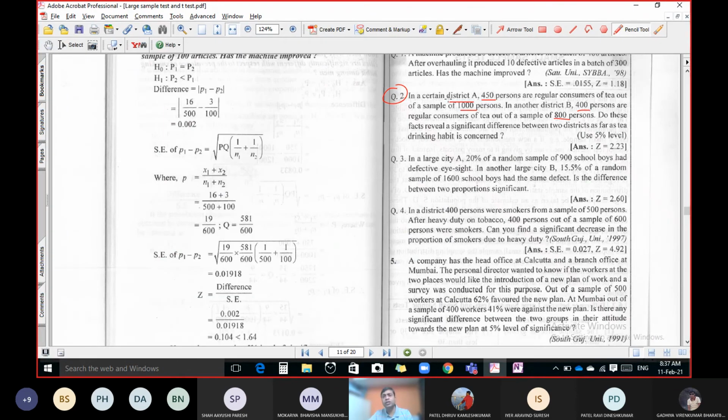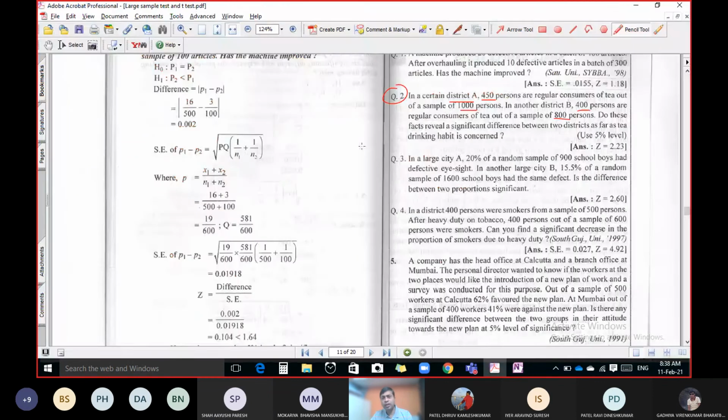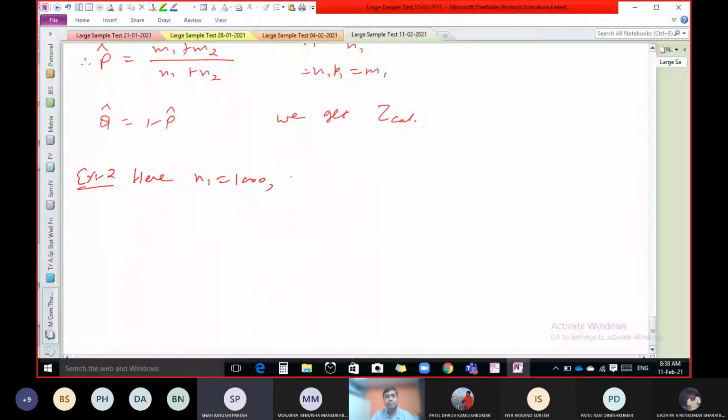Read the question carefully. In a certain district, 450 persons are regular consumers of tea out of a sample of 1000 persons. Tell me, what is 1000? 1000 is the sample, N1. And M1 is 450.